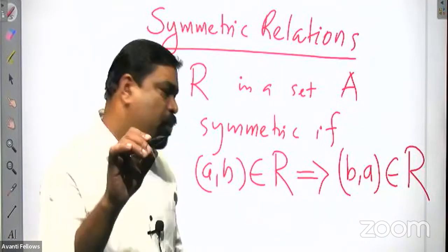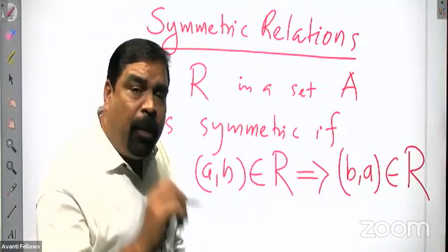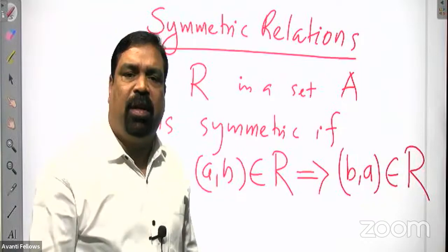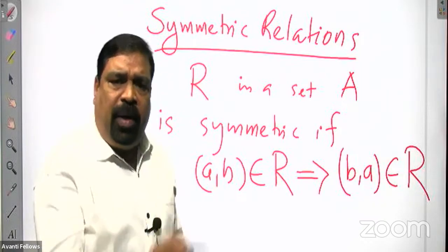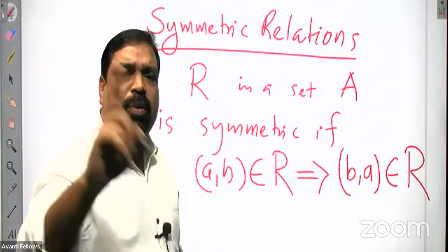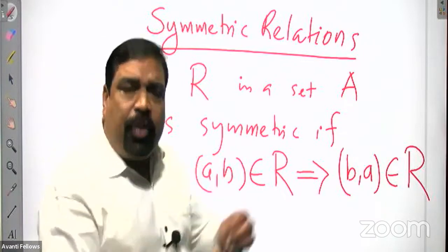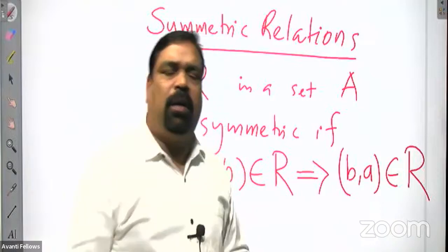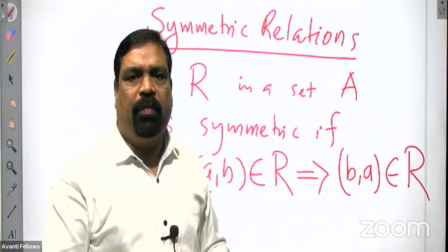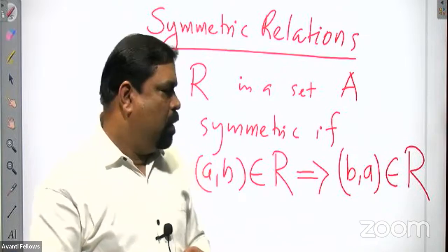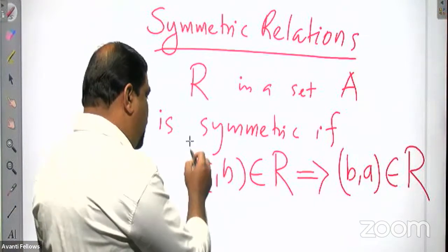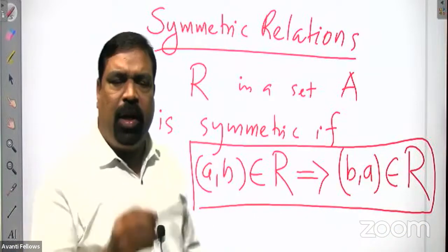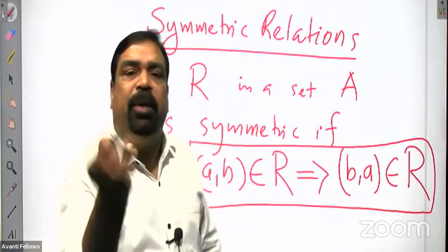So very carefully we have to study the definition. If (a, b) is in the relation, then (b, a) must be there in the relation. That's the meaning. If (a, b) is there, definitely (b, a) also must be there. That means if a is related to b, then b also must be related to a. So this definition we have to understand very carefully. We have to use it for doing the problems.